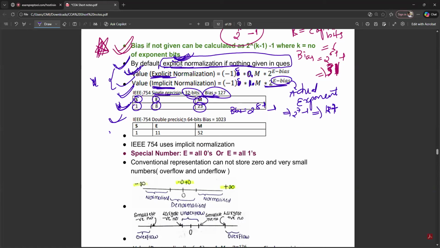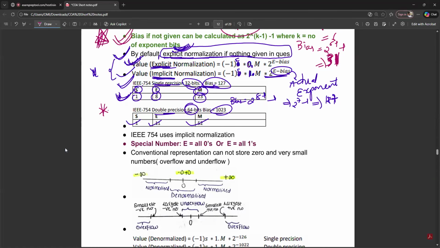Okay, so for IEEE 754, double precision is 64 bits, the bias is 1023, the sign is 1 bit, the exponent is 11 bits, and the mantissa is 52 bits. So you have to remember this. Maybe they will not give this particular information because these are the proper standard. So you have to remember it.